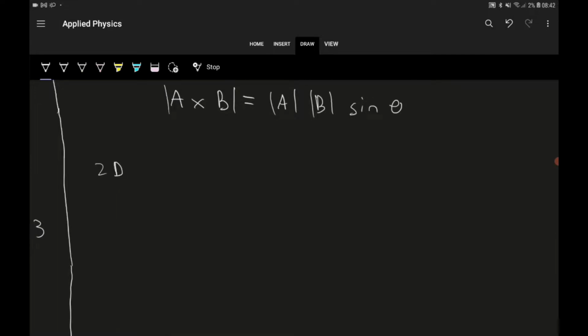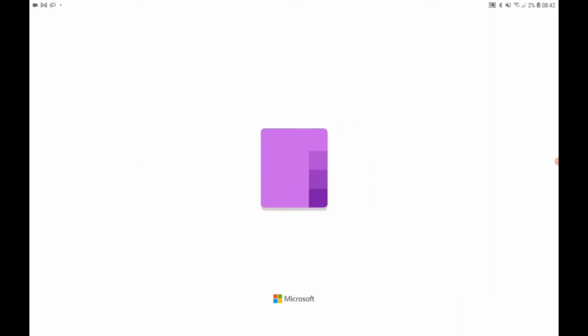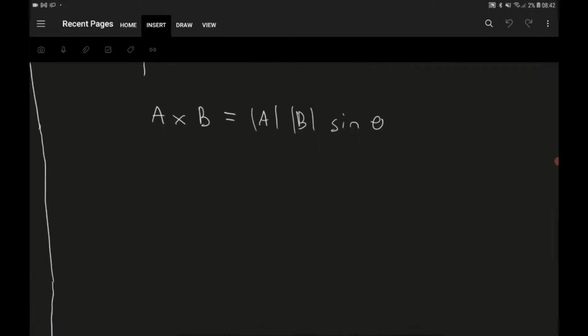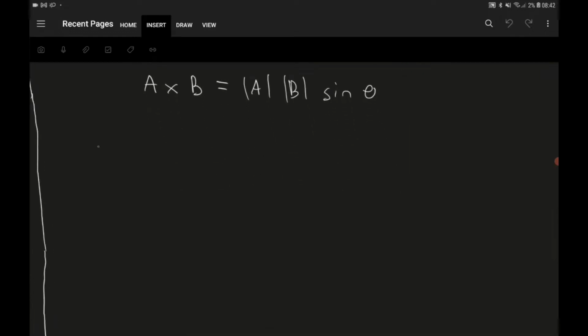So how do we take a cross product of a 2D vector? What the hell was that? I really hope I did not lose all of my work. Alright, there we go. That took like a couple of seconds.